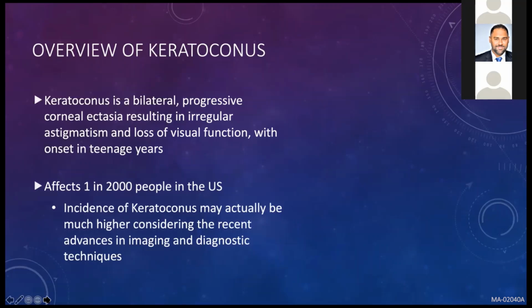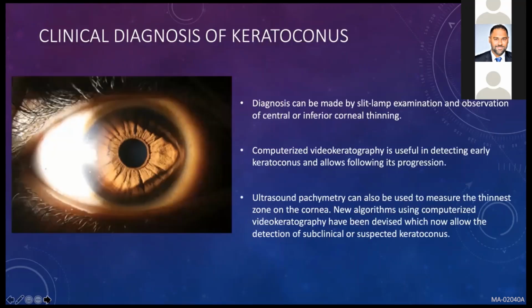A lot of times we'll see patients and we can't really explain a lot of the changes going on with their prescriptions. Now with better imaging techniques, we can zero in a little better on the diagnosis. The clinical diagnosis of keratoconus is typically made using slit lamp findings and observations of the central or inferior cornea. Computerized video keratography has been more useful in detecting early keratoconus and allows us to follow the progression a little better.